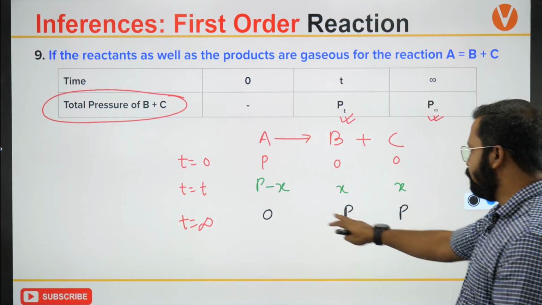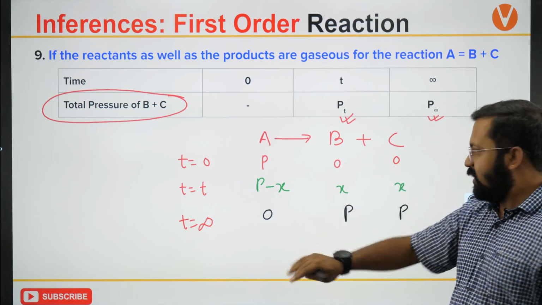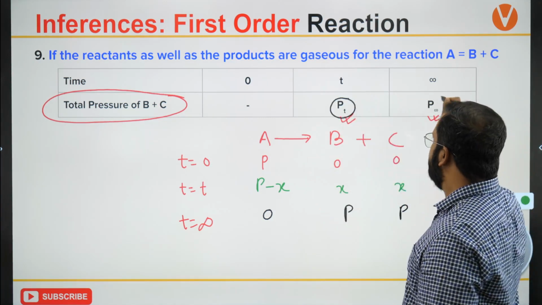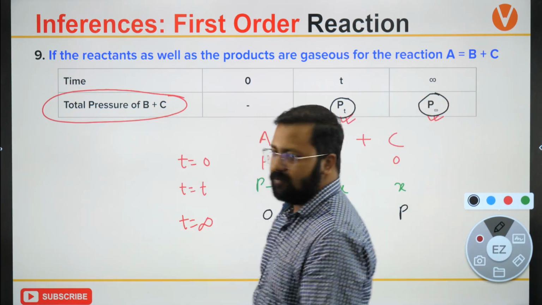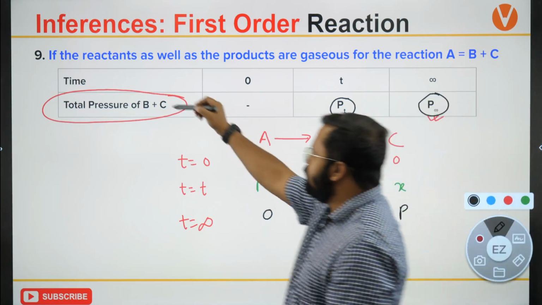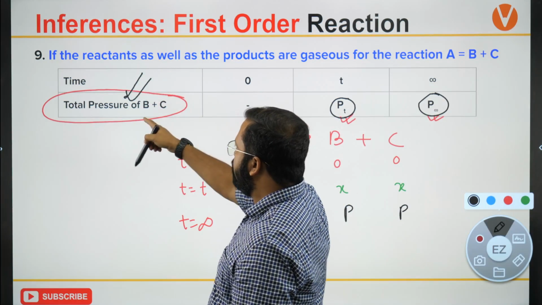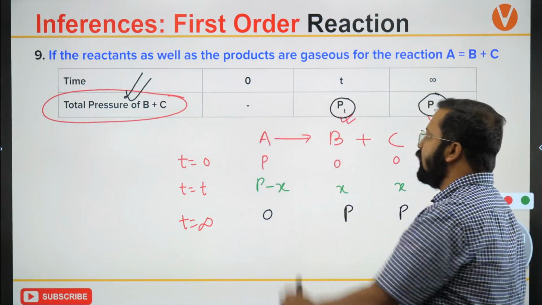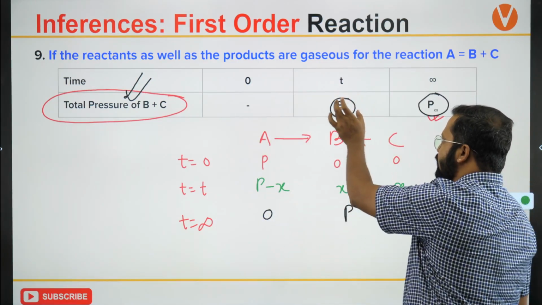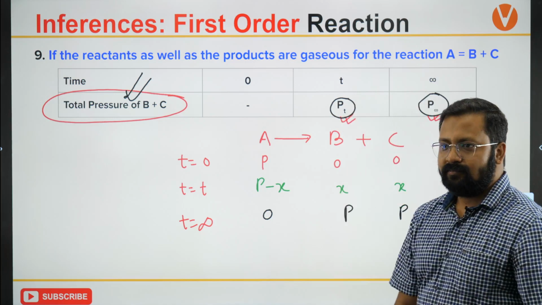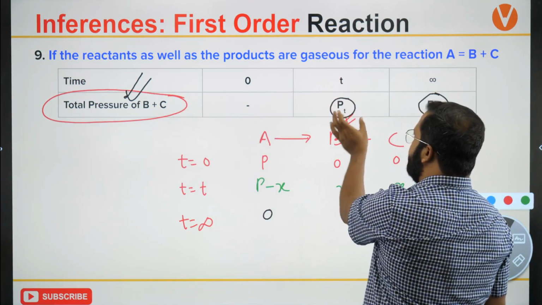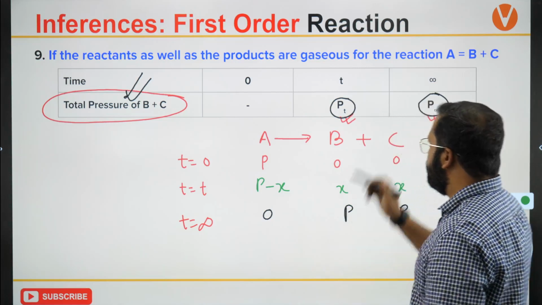Okay, this will become P and this will become P. See, first form this equation and then use this relation. Then use this relation and this piece of information. Okay. Now what is given? What is the information given? Pressure of B plus C is being only equated. I calculate the pressure of B plus C at time T and say that it is equal to PT.